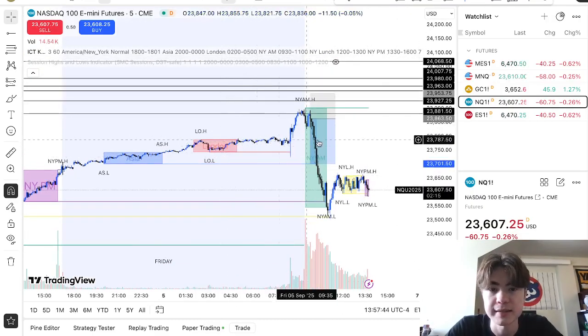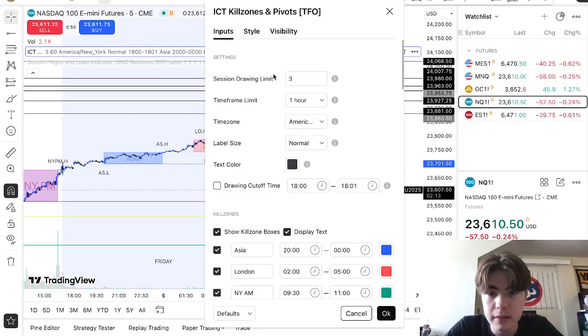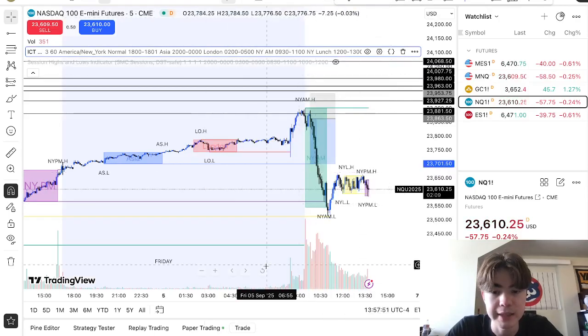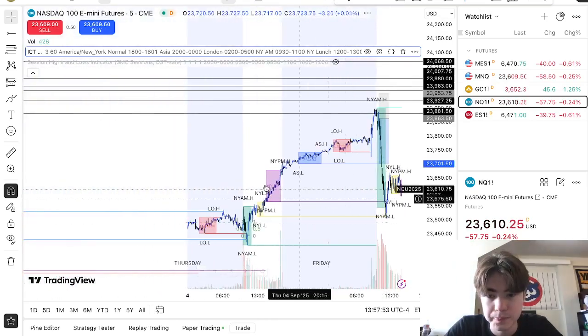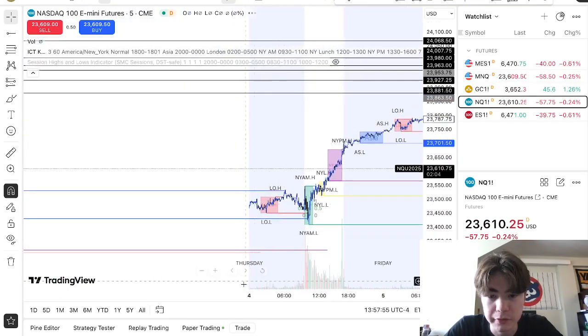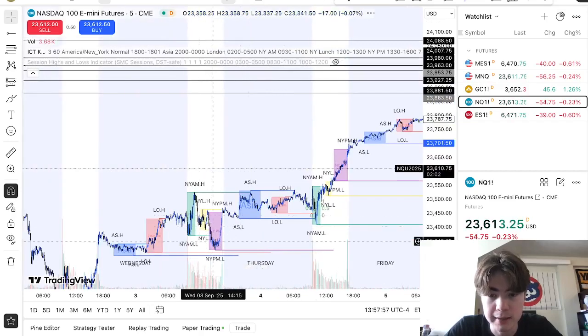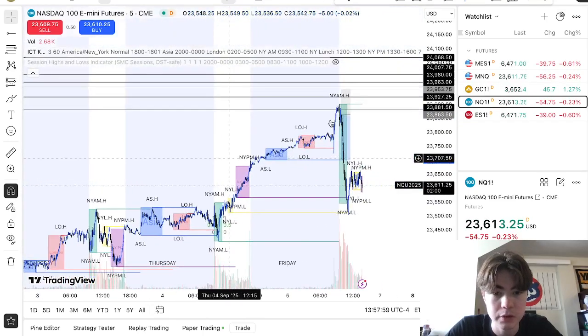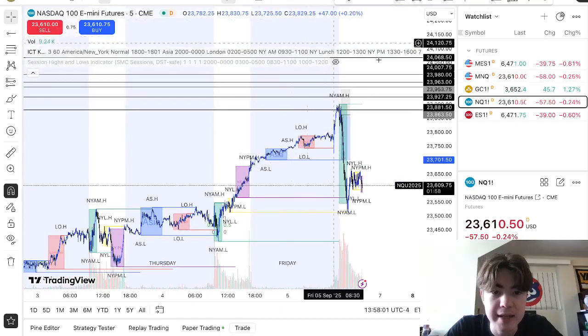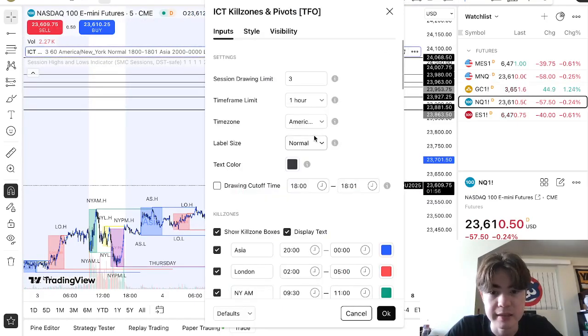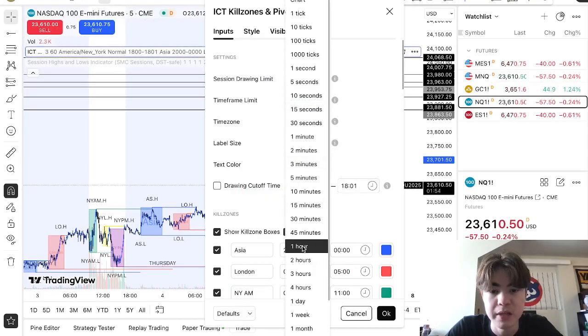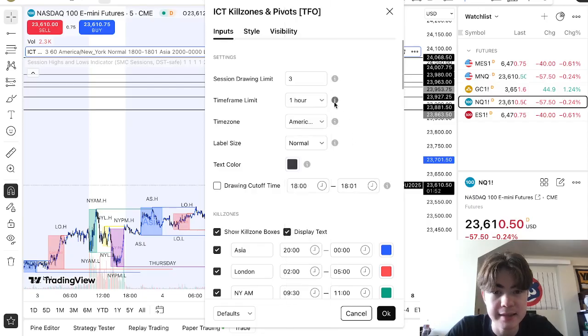You can also change the settings a bit, which if you go here, you can say session drawing limit 3. So that basically means it's only going to mark out 3 different days of sessions. I'm pretty sure you get 1, 2, 3. You can change that setting. There are just little things you can change with the settings, but time frame limit, you could set this. What this does is, basically, it explains it right here.